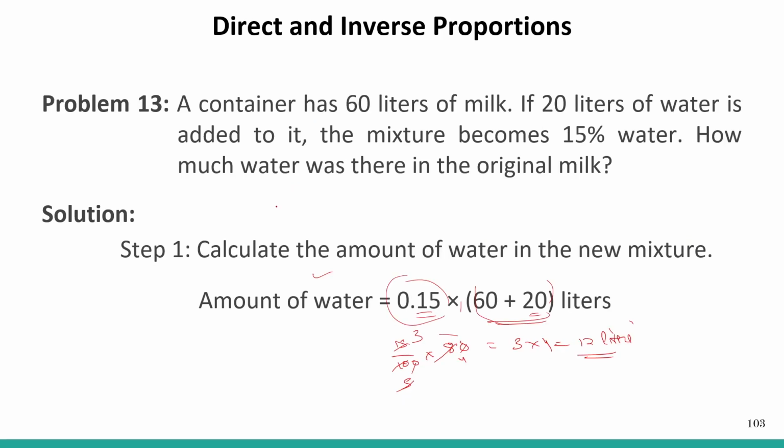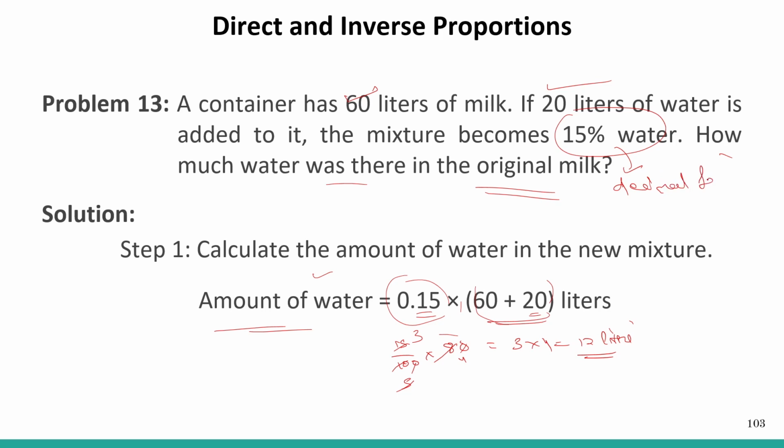Okay. So if a container has 60 liters of milk and 20 liters of water is added to it, the mixture becomes 15% water concentration. So how much water was there in the original milk? So in the original milk, how to evaluate it? Amount of water will be 0.15 because we converted 15% to decimal form.